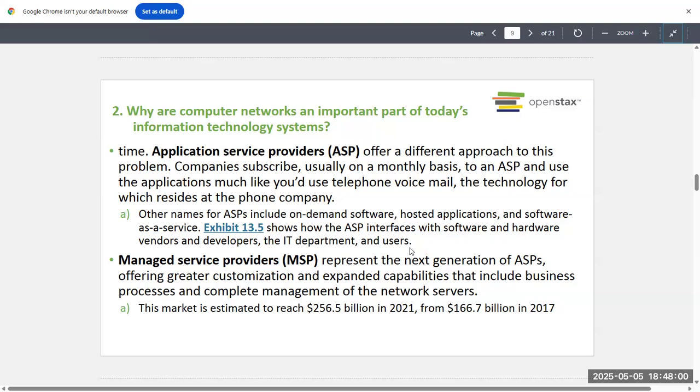And then you have managed service providers. Essentially, instead of having your own IT department, you offload it to someone else, and they manage the monitoring, security, and performance of your organization's IT.